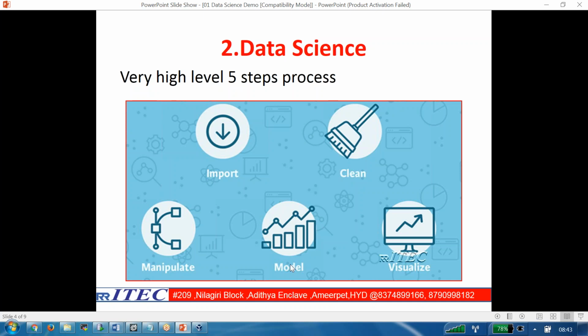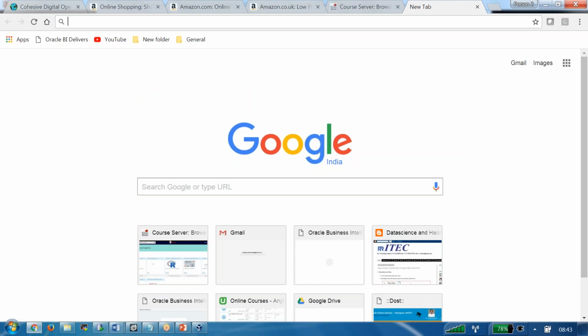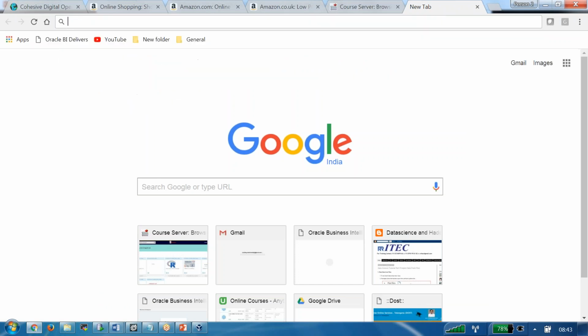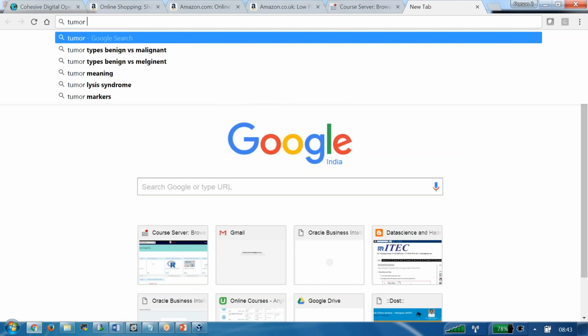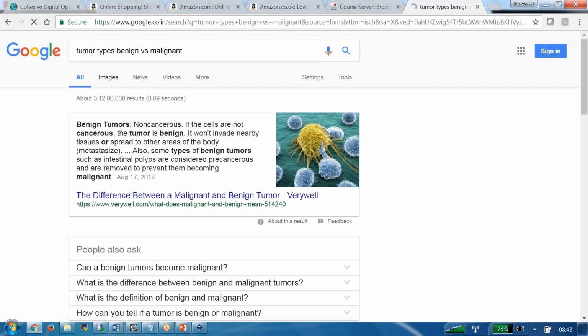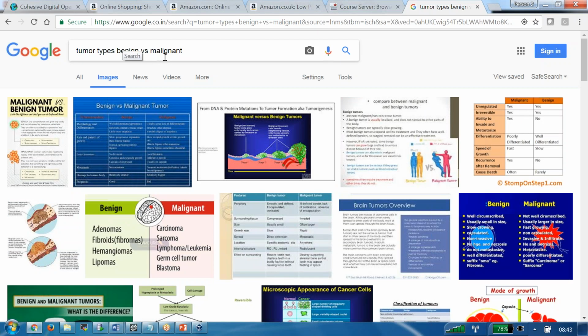A simple example I will tell. Let us say we have two types of tumors available. One is called benign, the second is called malignant. Tumor means you are aware of it, right? Cancer related things, I am talking about. Suppose one person went to the doctor and said, I have a tumor. Please identify whether this is cancer related or not.